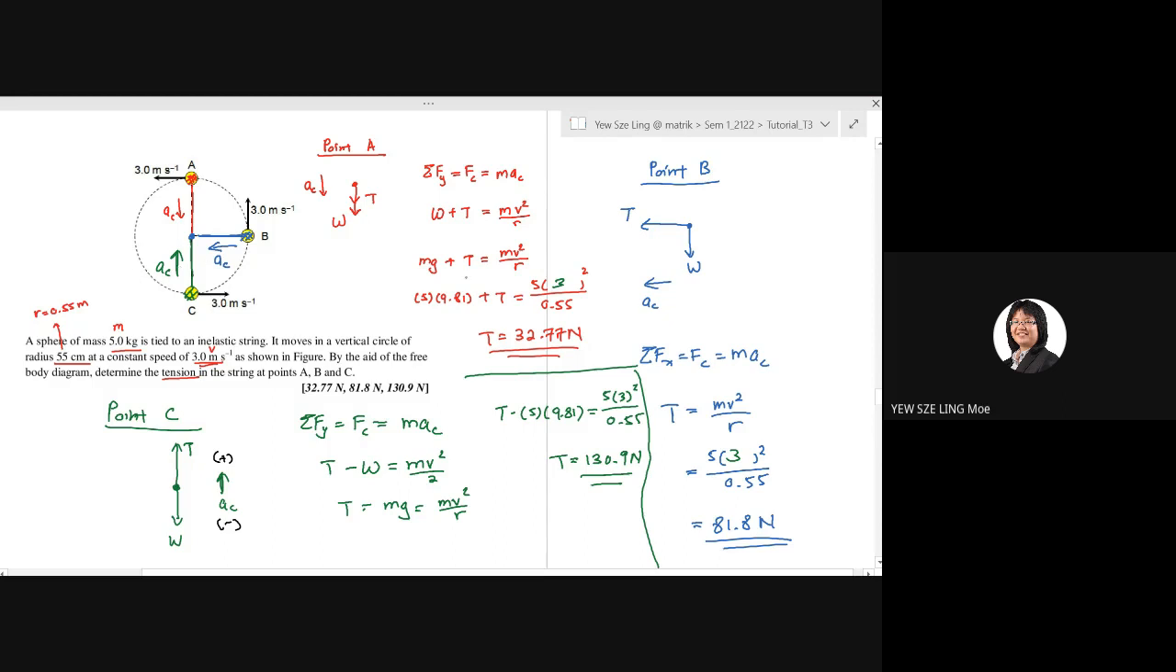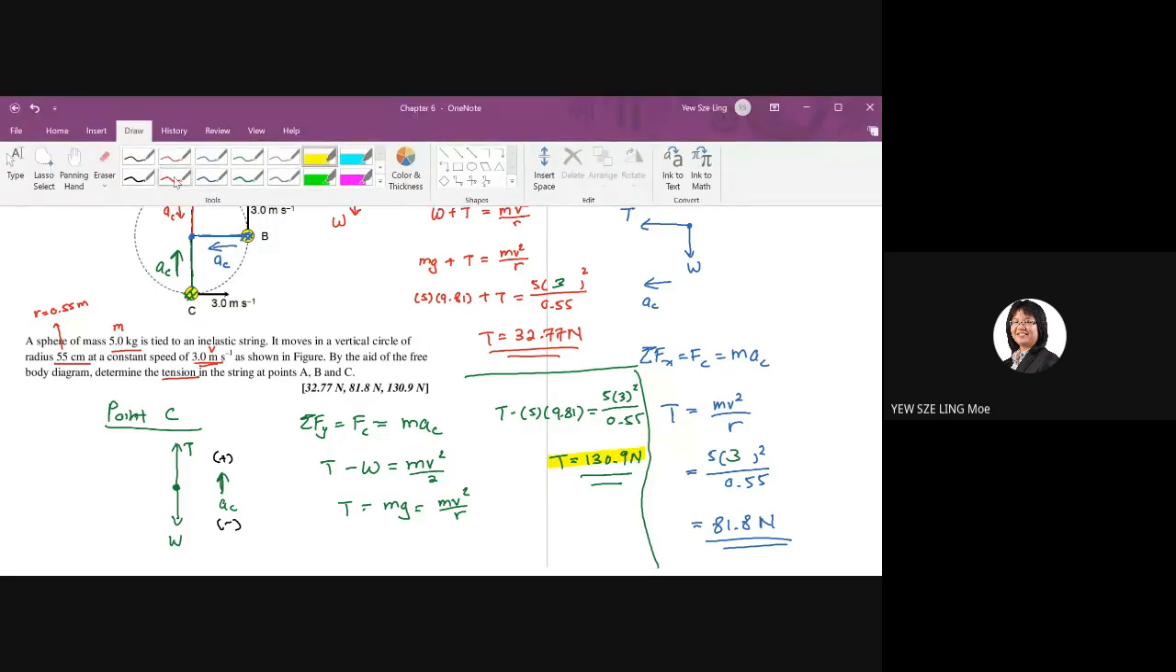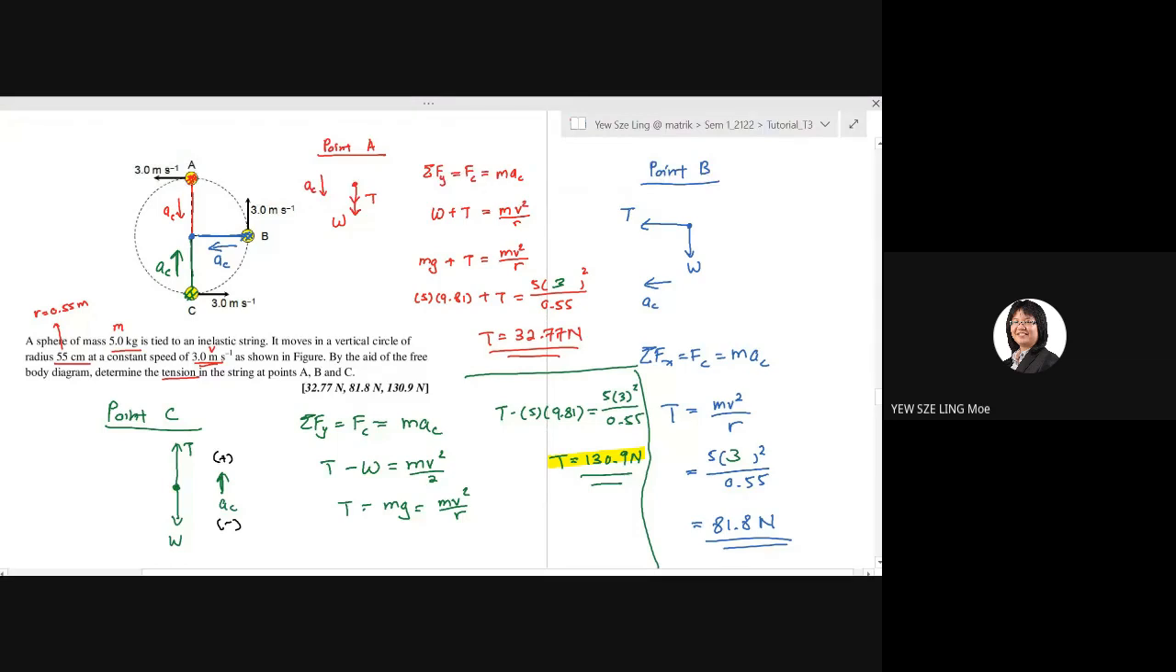So based on these three values, what can you say about this vertical circular motion? According to these three values, the string, the cord, will experience maximum tension at its lowest position. Because it gives you the largest value of T, which is equal to 130.9 Newton, compared to at the top at point A, which is just 32.77 Newton. So the string experienced the least tension at the highest position, and it experienced the maximum tension at its lowest position at the bottom of the vertical circular motion.